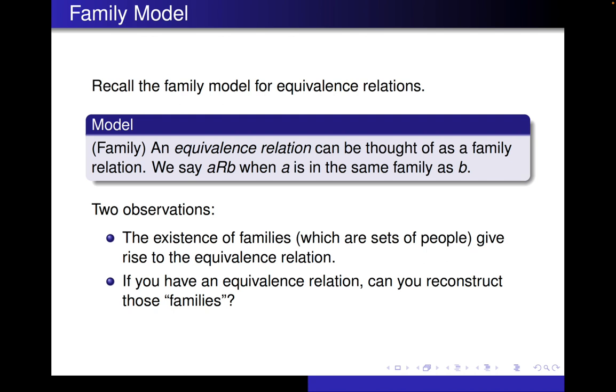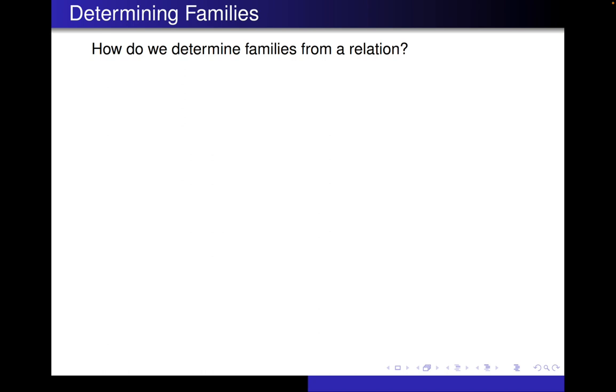The second is more of a question than an observation. If you have an equivalence relation, is it possible to reconstruct those families? So if you only know which pairs of people are related, can you somehow find those families, knowing that you have an equivalence relation? So let's try to think of a strategy of how we'd actually find families from a relation. You can imagine a room full of people, and if you wanted to separate them into groups where each group was in the same family, how would you do that?